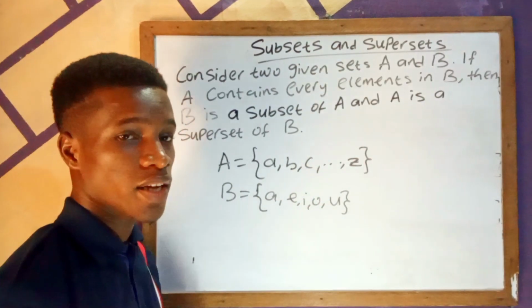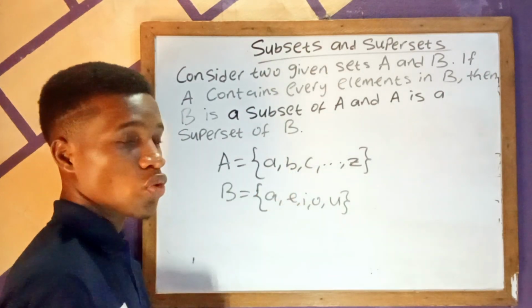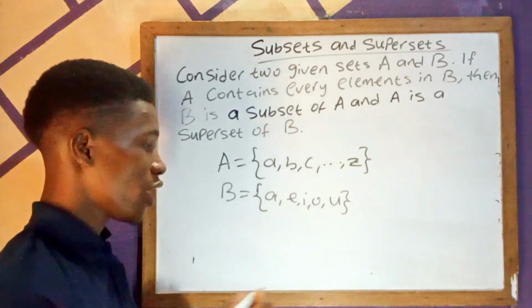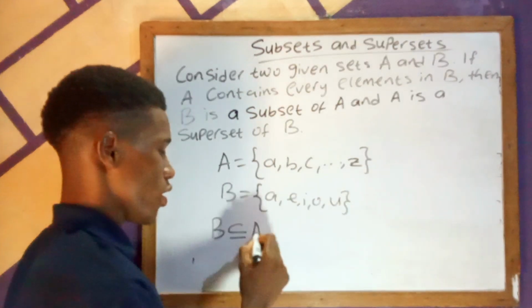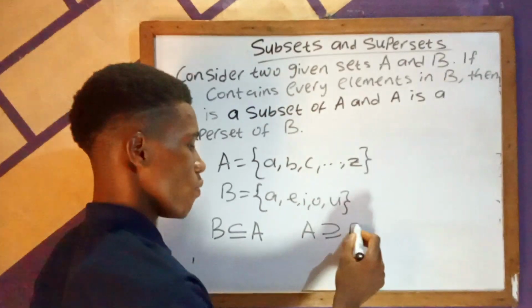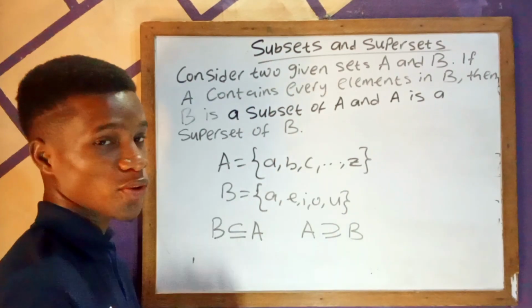So we can see clearly that every element in B is contained in A. So we say that B is a subset of A, while A is a superset of B, and it's represented this way: B is a subset of A, while A is a superset of B. Now this can be seen as B is less than or equal to A, or something like that.